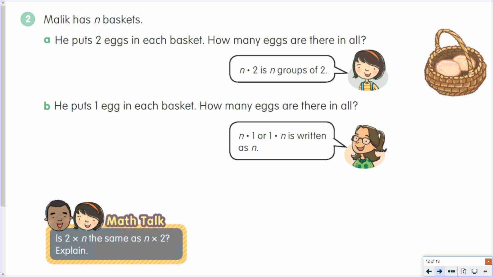So Malik has n baskets. He puts 2 eggs in each basket. How many eggs are there in all? Well, as our young lady says, it is n times 2, or we could put 2n.